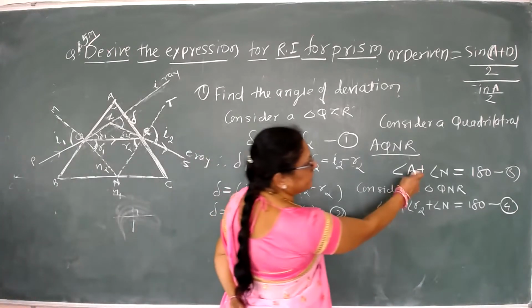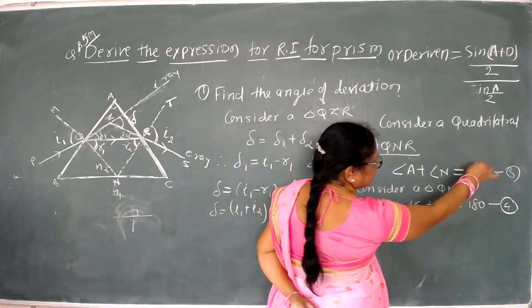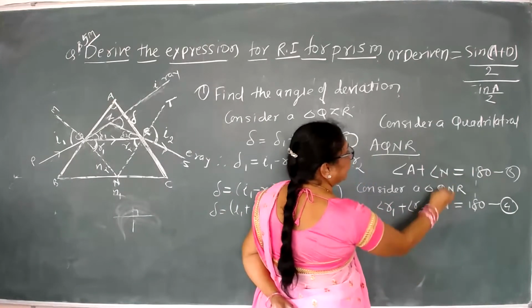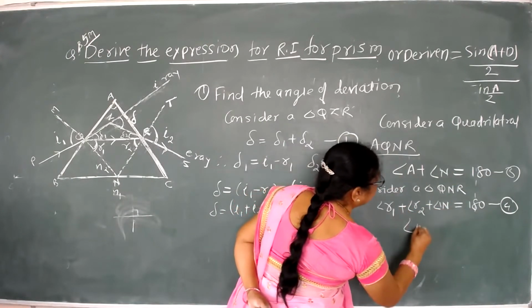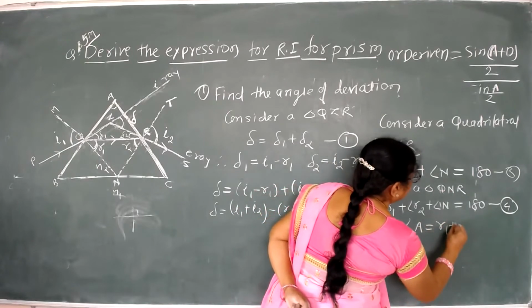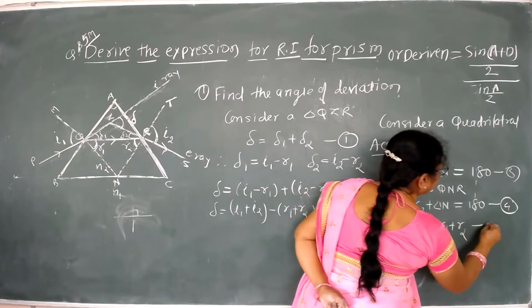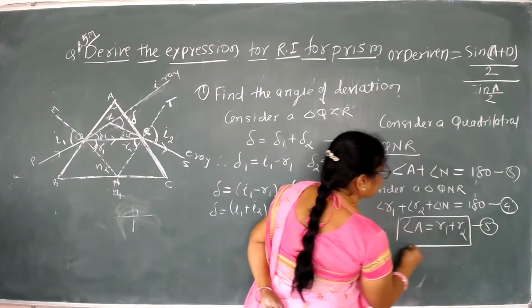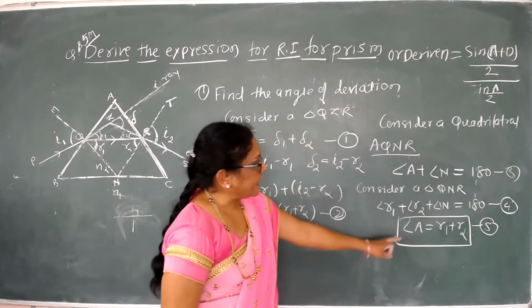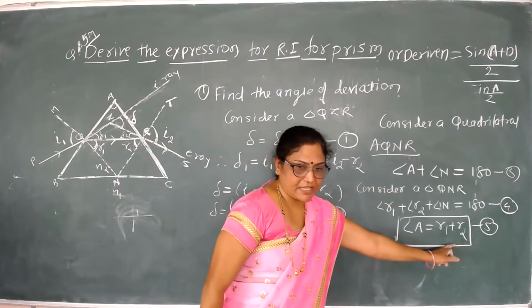When we compare equation 3 and 4, this one side is the same, that angle N is the same, which means this value is also the same. That is, angle A is equal to R1 plus R2. Equation number 5 is a very important equation to solve the numericals. That is, angle A is equal to R1 plus R2.